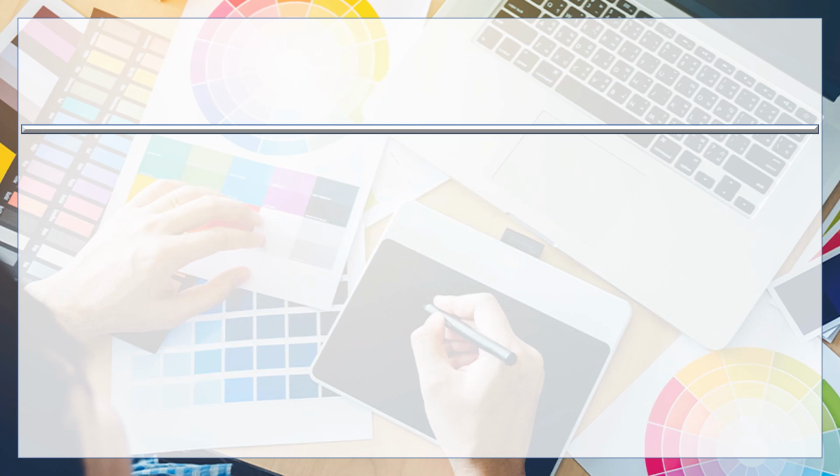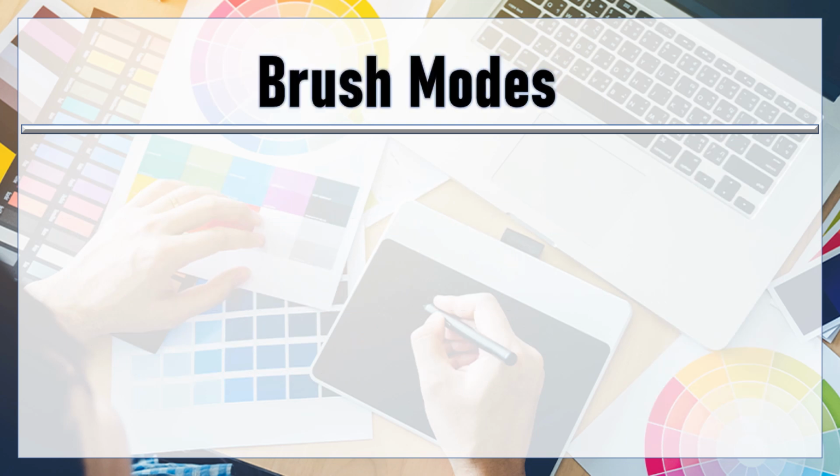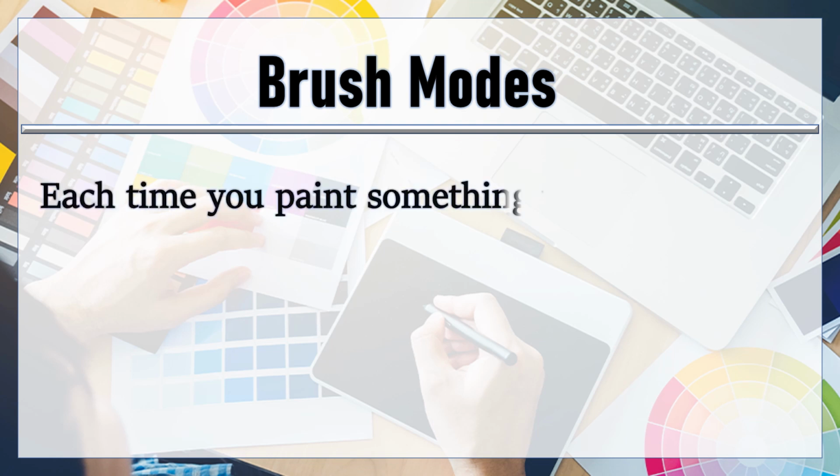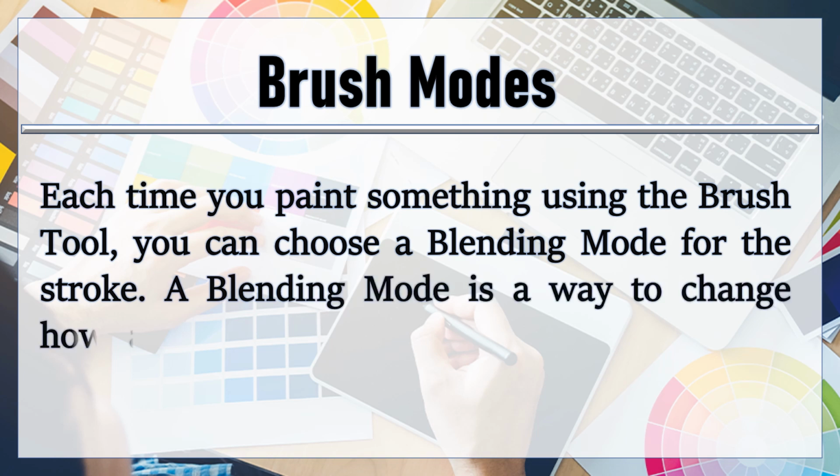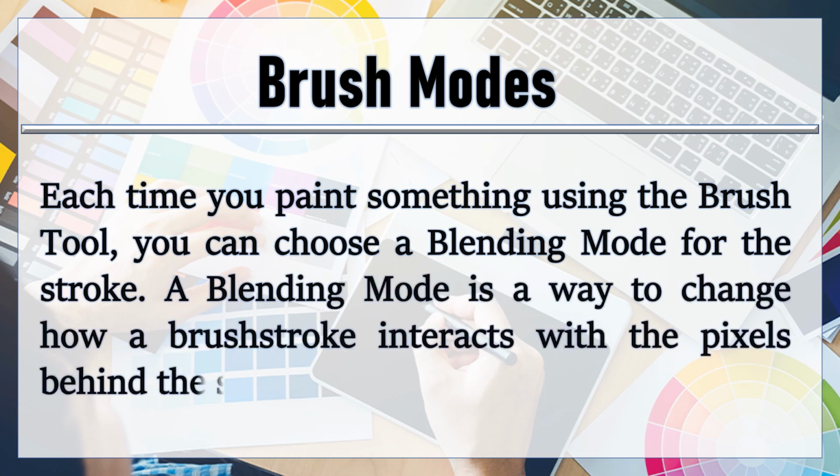Let us now proceed to brush modes. Each time you paint something using the brush tool, you can choose a blending mode for the stroke. A blending mode is a way to change how a brush stroke interacts with the pixels behind the stroke. Let's try some of them.